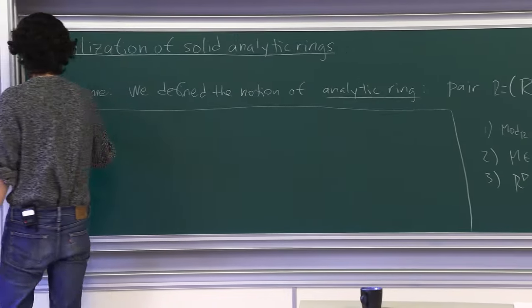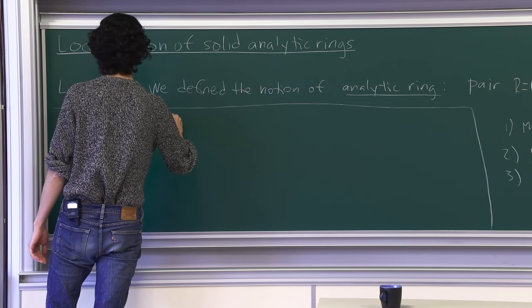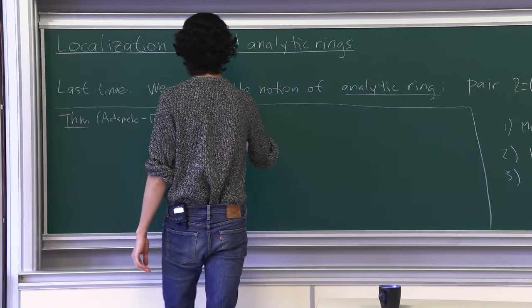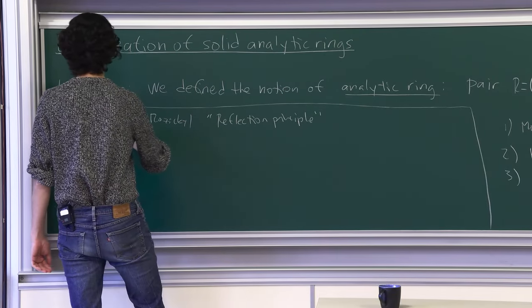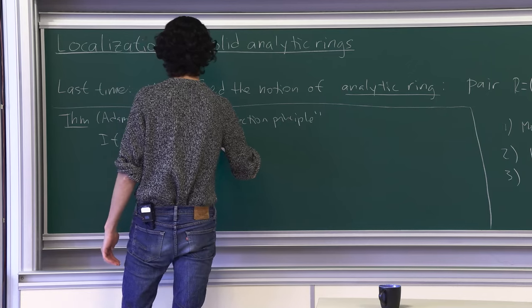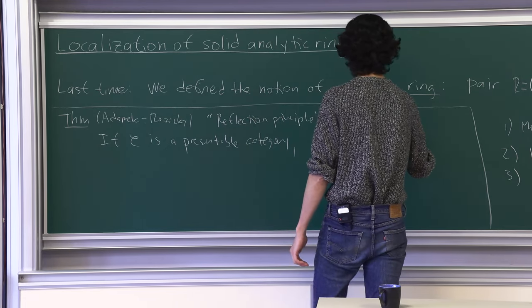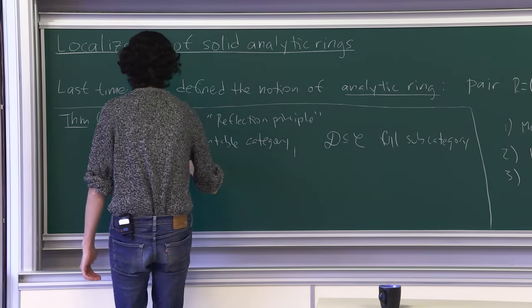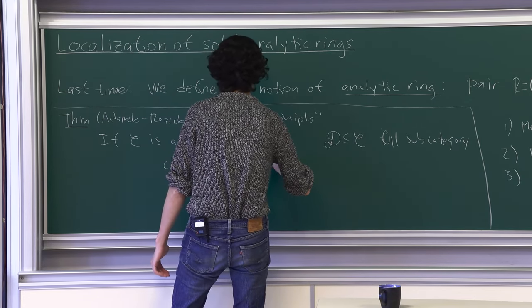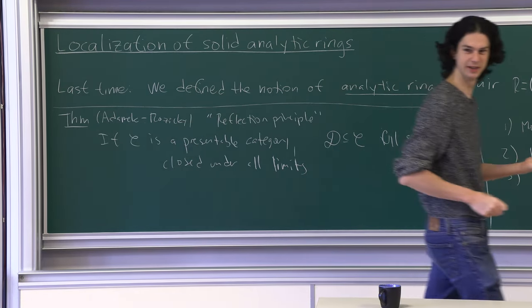It's justified by this theorem of Adámek and Rosický, called the reflection principle. If C is a presentable category, which used to be called locally presentable, and if D is a full subcategory closed under all limits, it's a version of an adjoint functor theorem. That's the condition under which you might reasonably expect a left adjoint to the inclusion, but there are set-theoretic technicalities that get in the way in general.